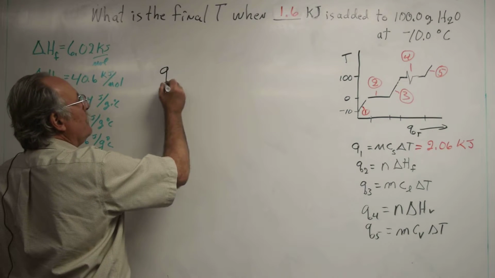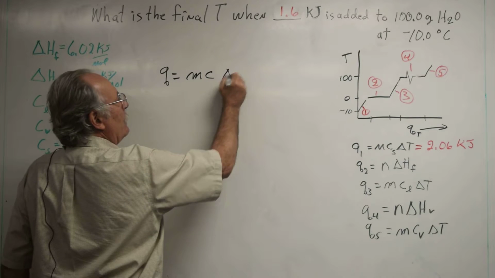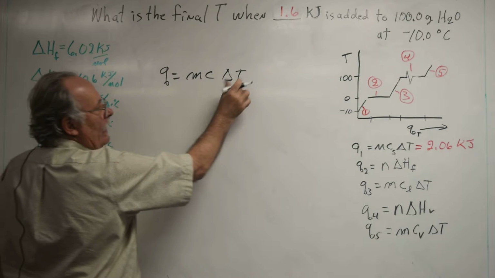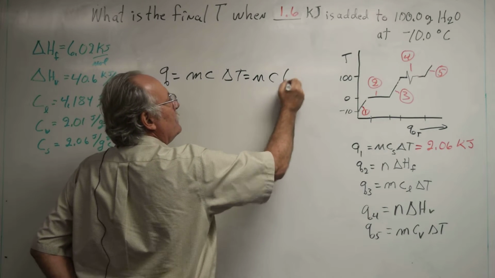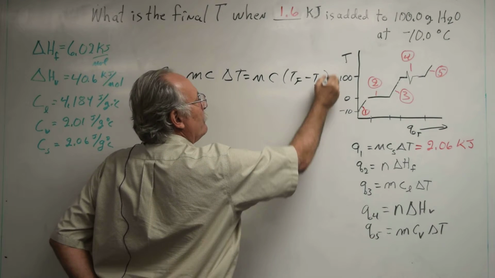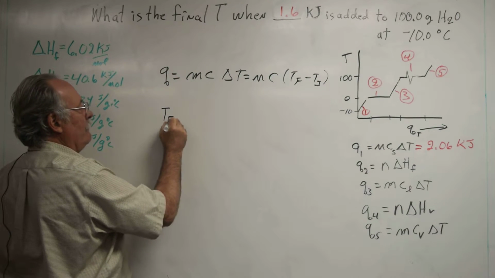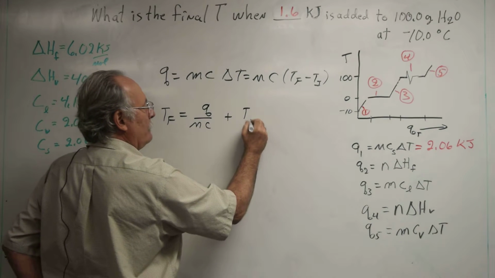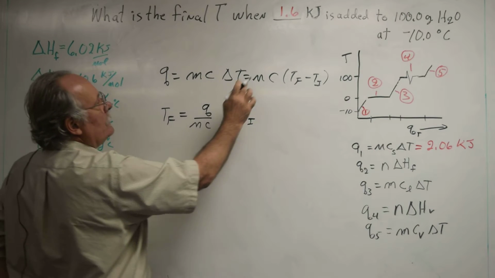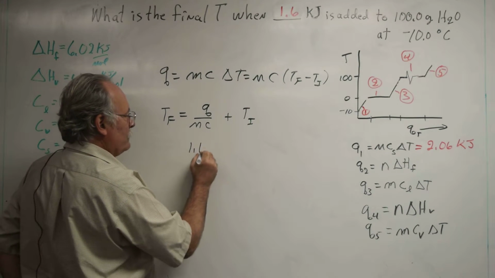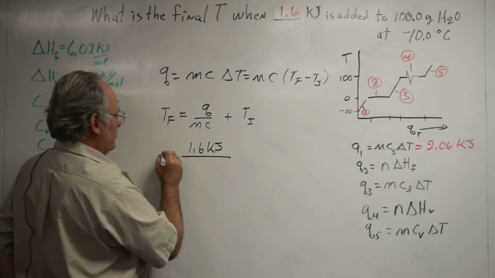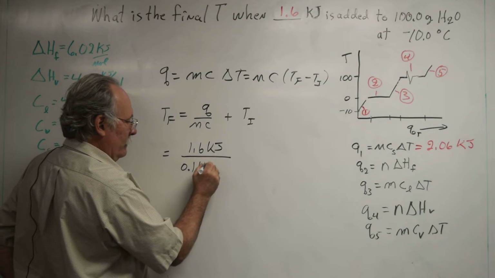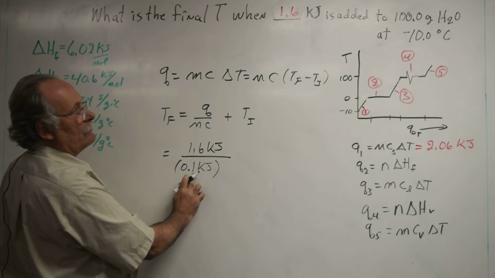So Q is equal to mc delta T. Now I want to solve for the final temperature, so Q equals mc times Tf minus Ti, and I algebraically rearrange this, and Tf is equal to Q over mc plus Ti. Now, Q is the heat we have added, so we've added 1.6 kilojoules. We've added this to 100 grams, which is equal to 0.1 kilograms, and I'm not going to write all the zeros in there, but that has 4 sig figs.